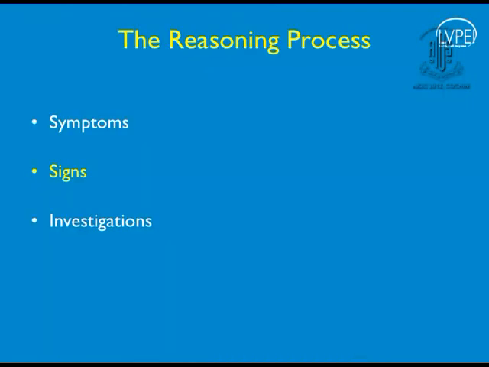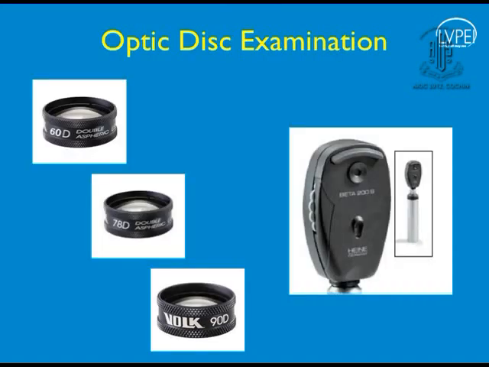The reasoning process actually starts from the patient's presentation, and we have several clues there which will come across as the course evolves. Here I will concentrate on the optic disc signs. When we look at the disc, it is very essential to take a stereoscopic view of the disc. So you should use one of the lenses and not a direct ophthalmoscope.